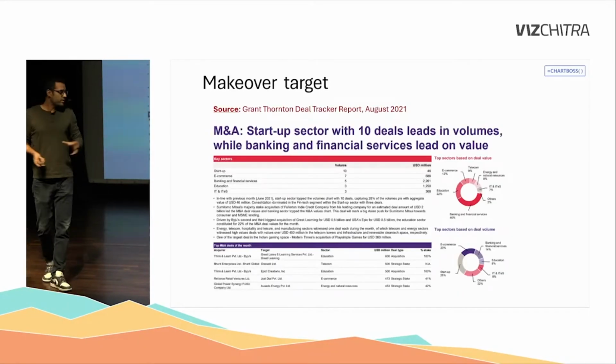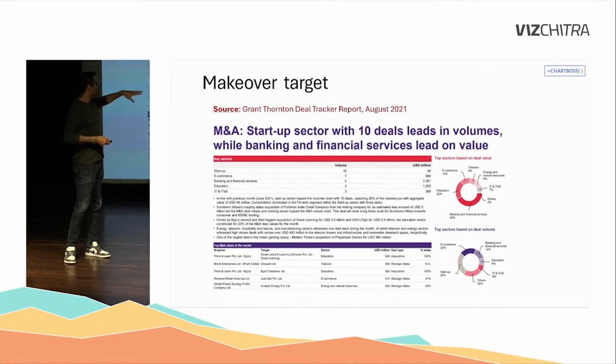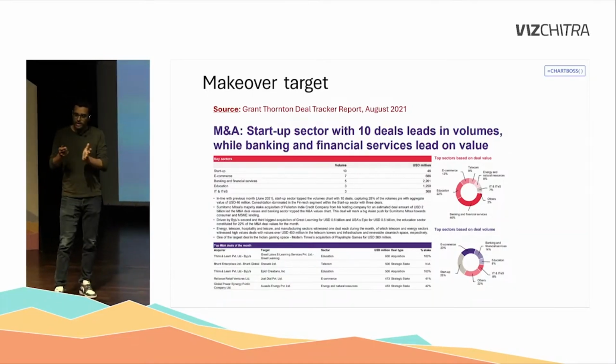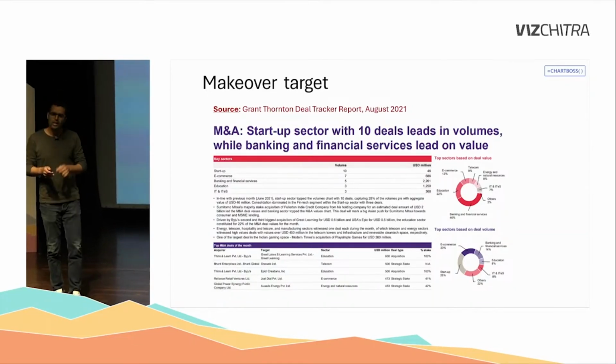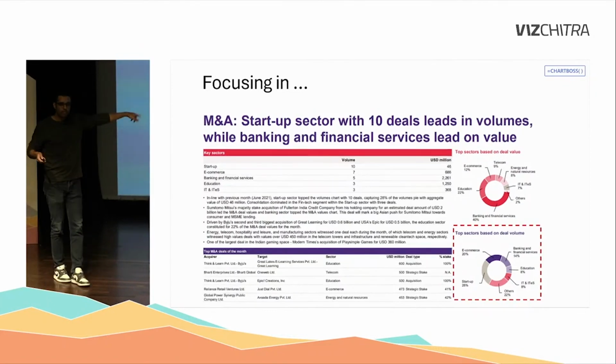So I'll give you this example. It looks very dense, right? This is a page from Grant Thornton's Deal Tracker report, which they publish every month. It's actually a very good, useful, informative report, but there are some visuals that could be improved. So the one we'll focus on is the one on the bottom right.